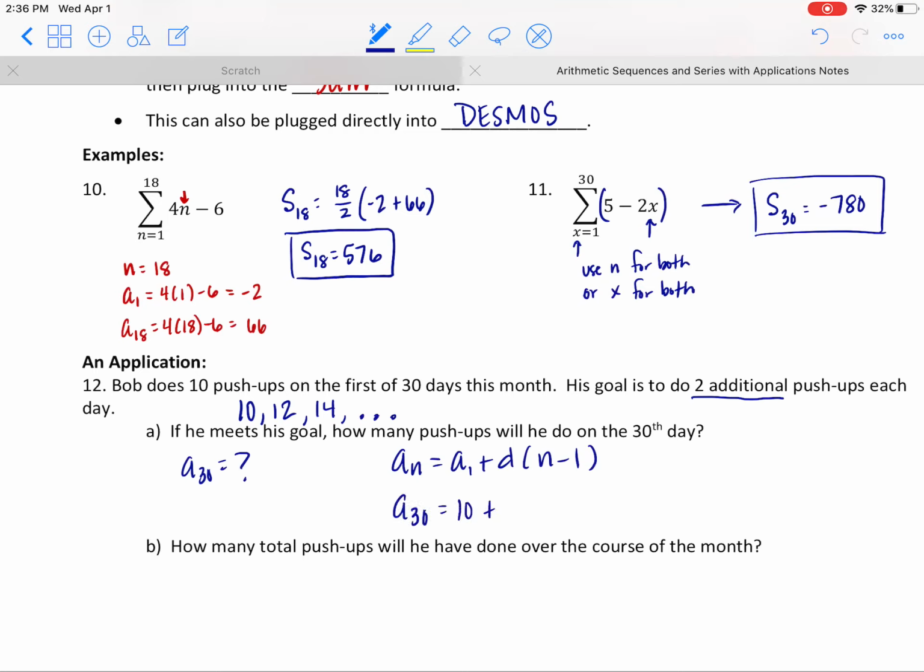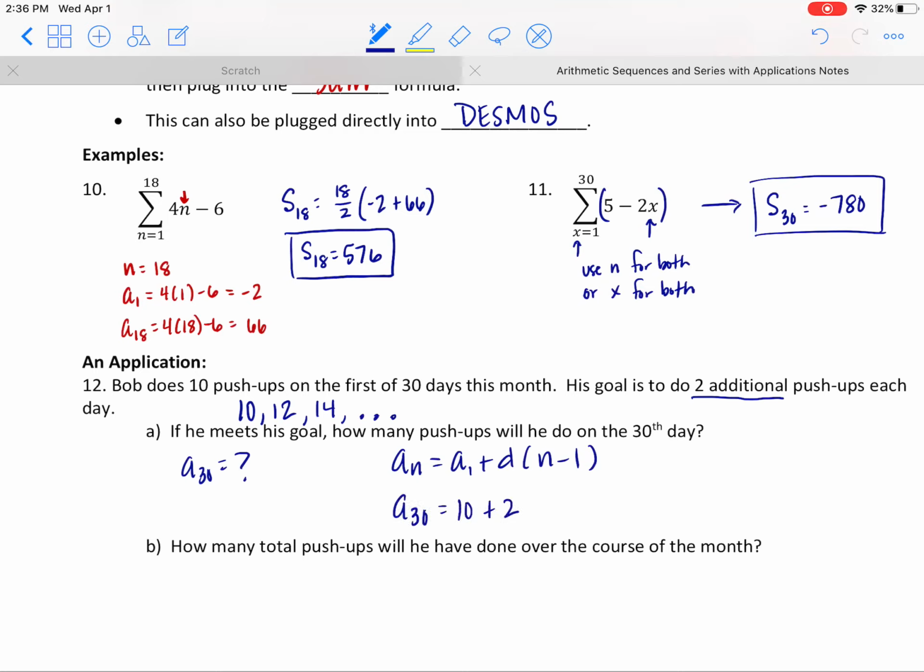Okay, so we have this explicit formula. It says a sub n is a sub 1 plus d times n minus 1. So we're looking for a sub 30. First number on the list was 10. We're adding 2 push-ups for 30 days. So we go into our calculator, we say, okay, what's 10 plus 2 multiplied by 30 minus 1? It says 68, which means on the 30th day, he's going to do 68 push-ups. Now, if this had no context, you would just answer a sub 30 equals 68, but here it represents push-ups, so we're going to say he's going to do 68 push-ups.